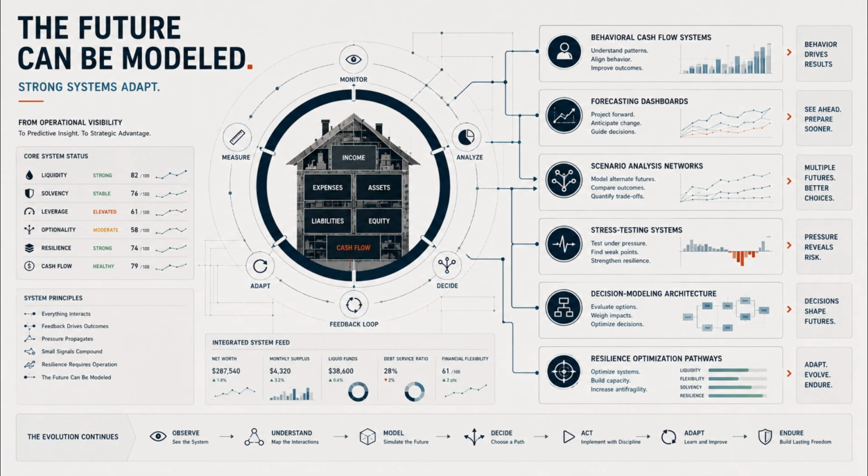In the next phase of Season 3, we begin operating the system under changing conditions. We'll explore behavioral cash flow patterns, forecasting, stress testing, scenario analysis, and financial decision modeling. Because once the financial system becomes visible, it can finally be operated intelligently. And ultimately, that is what this entire framework has been building toward.